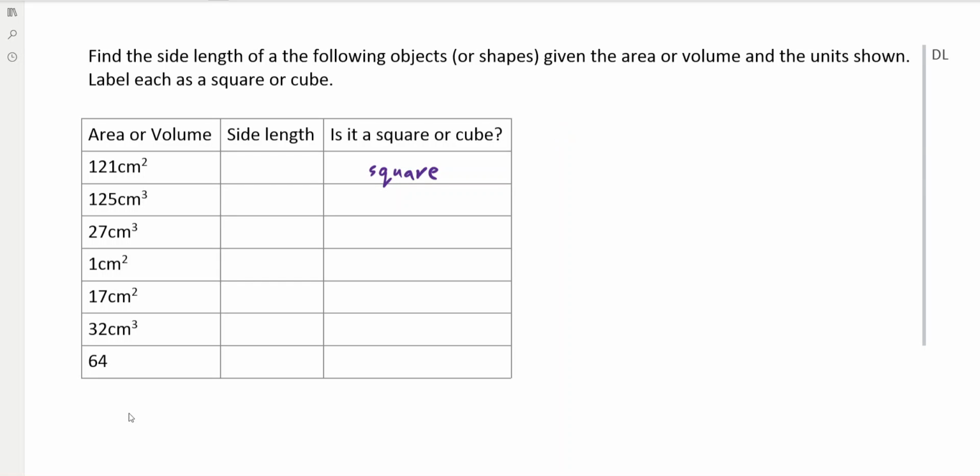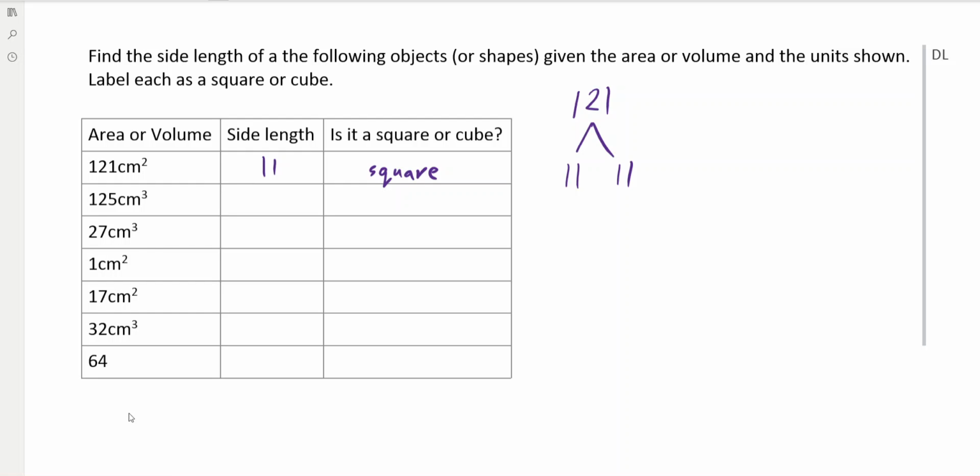for 121, if we want to figure out the side length, what you should do is do a prime factor tree of that number. And unfortunately, there's really not much you can do other than divide by 11. There's no more other prime numbers, so the side length is going to be 11.